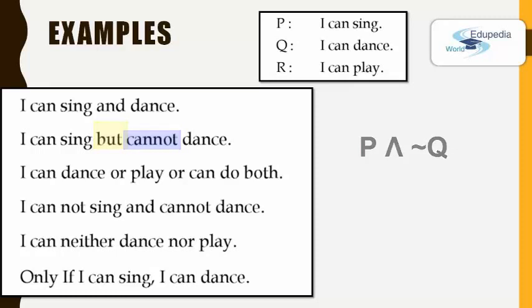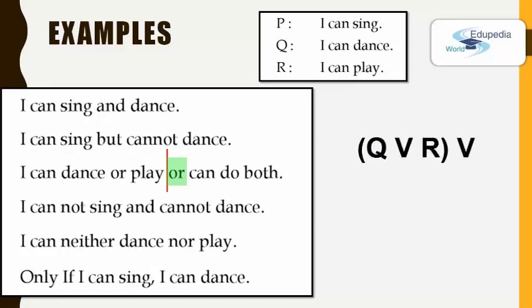The third statement, I can dance or play or can do both. A little bit tough one. Therefore let's try to divide this into two parts. In the first part, I can dance or play, here we are using the disjunction word or to connect those two primitive statements, I can dance, I can play. This is how we are going to represent the first part, Q V R. To represent the disjunction operation, we use the symbol V. To connect the first part and the second part, again we are using the disjunction word or, so again we have the symbol V here.